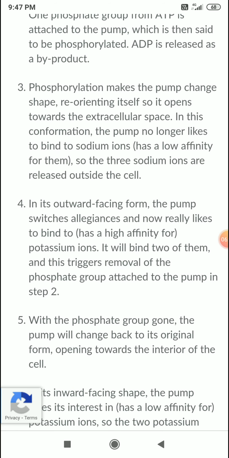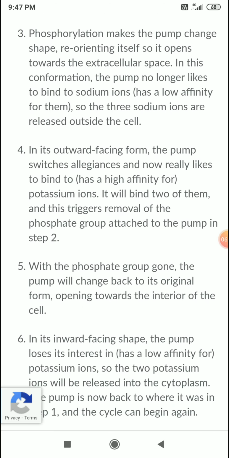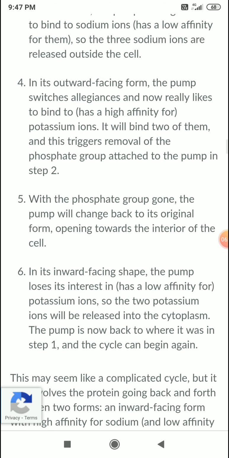Without the phosphate group, the pump changes back to its original form, opening towards the interior of the cell. In this inward facing shape, the pump has low affinity for potassium ions, so the 2 potassium ions are released into the cytoplasm. The pump is now back to where it was in the first step.